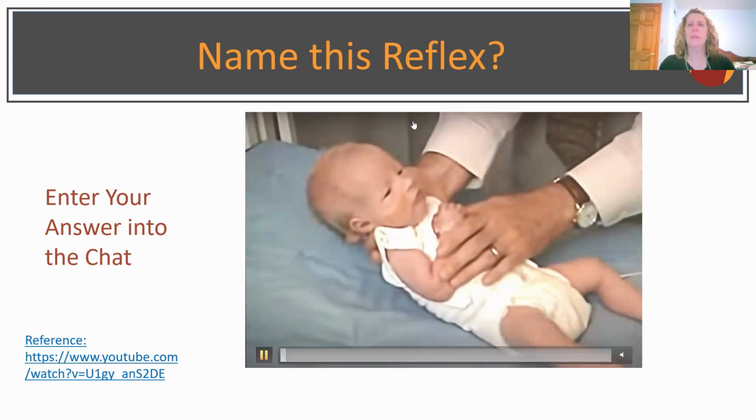Okay, let's see. Startle, yes. Moro, yes. Not the parachute. Okay, we'll talk about the parachute. I don't even know if I have the parachute in here, but I think I do towards the end. We'll talk about it. So this is the Moro reflex.